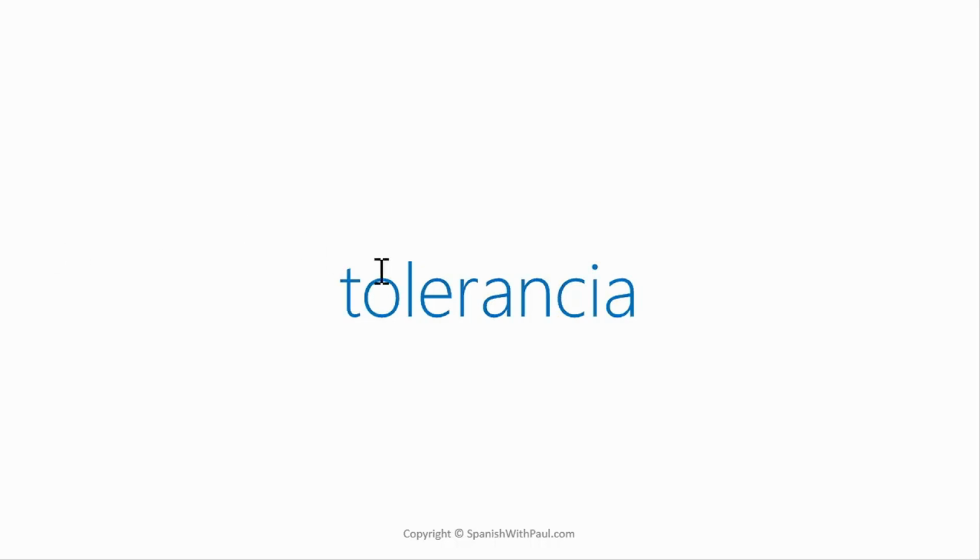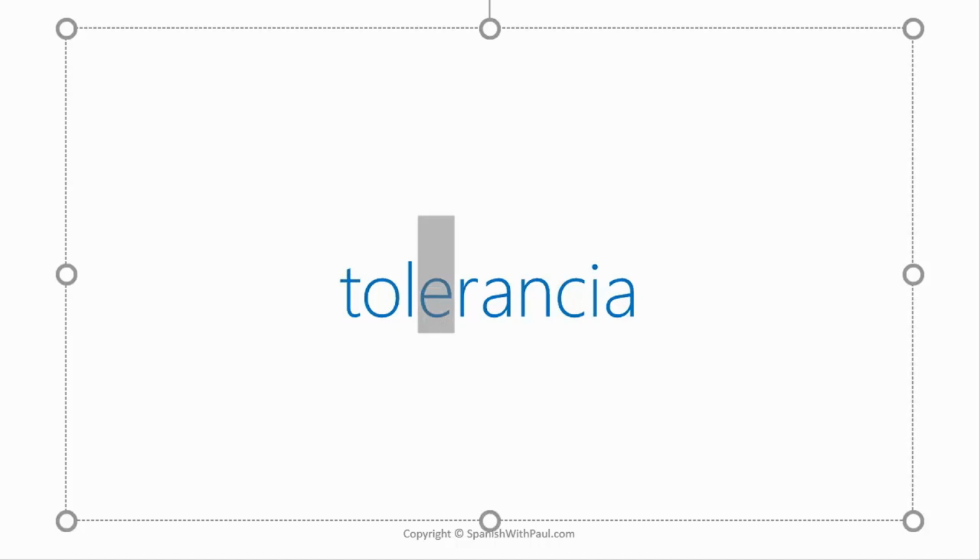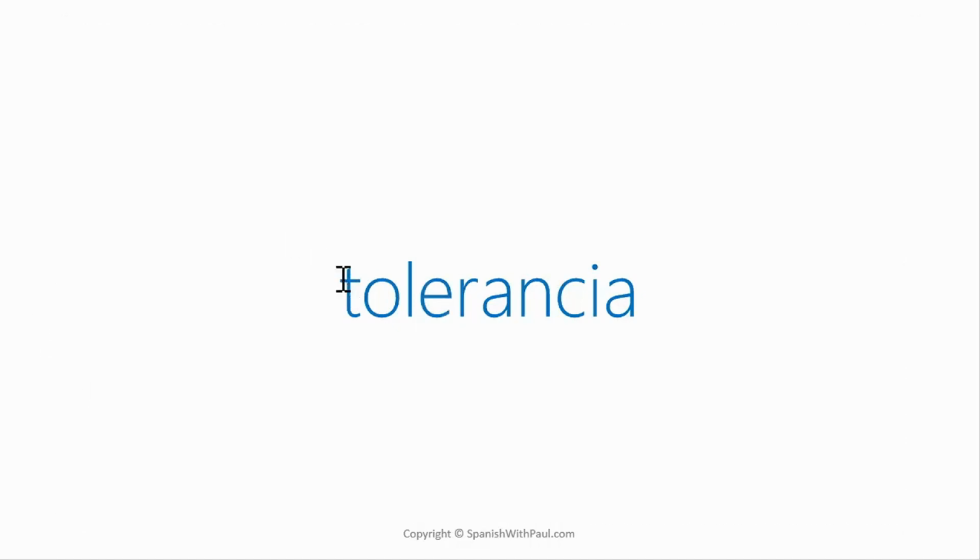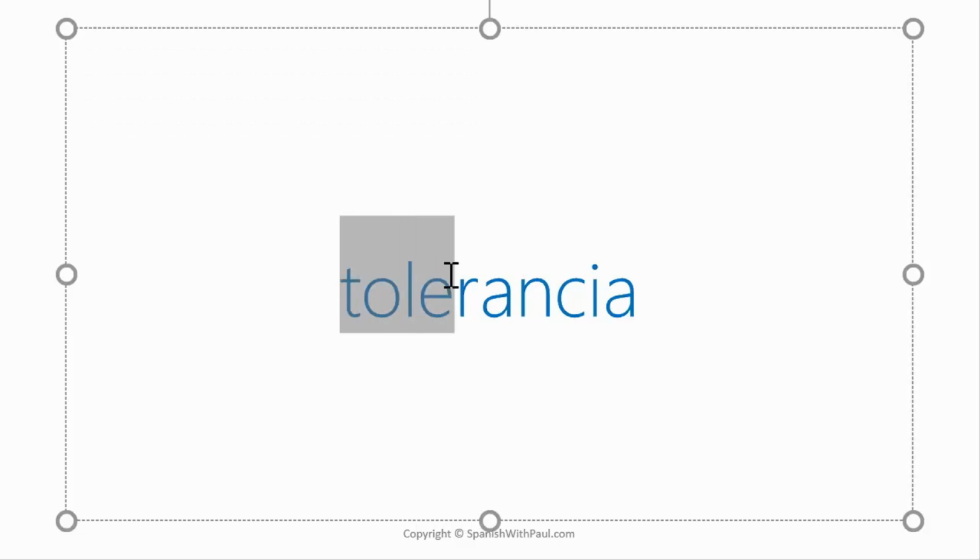Tolerance is tolerancia. In the middle of the word, you can hear this strong e sound. Whenever we get this letter E, it takes on an e in Spanish. So we have tolerancia. One more. Elegance is elegancia. Here you can hear again that strong e sound. Elegancia.